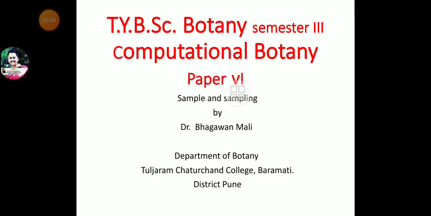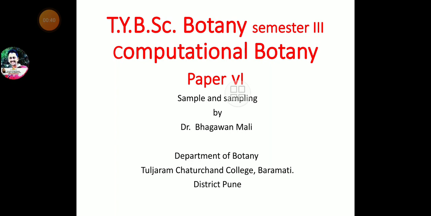Students, we have been learning paper 6, that is computational botany, for your semester 3rd. From this computational botany, the unit 2nd, sampling and its type, we have to study. So out of that one, what is sample, what is sampling, these things are known to you.